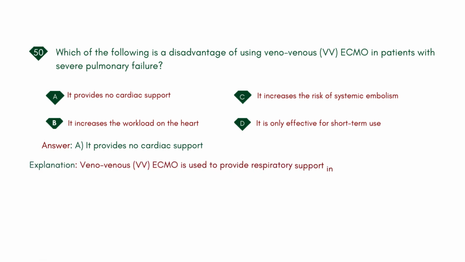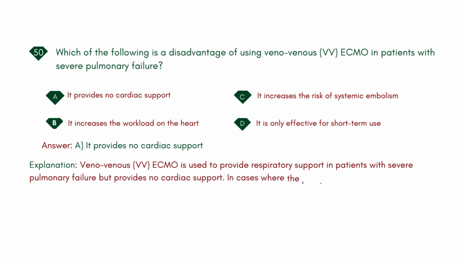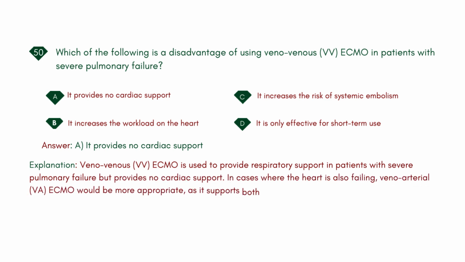Explanation: Veno-venous (VV) ECMO is used to provide respiratory support in patients with severe pulmonary failure but provides no cardiac support. In cases where the heart is also failing, veno-arterial (VA) ECMO would be more appropriate, as it supports both heart and lung function.